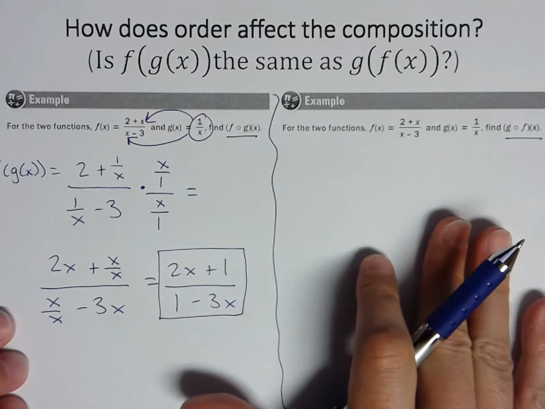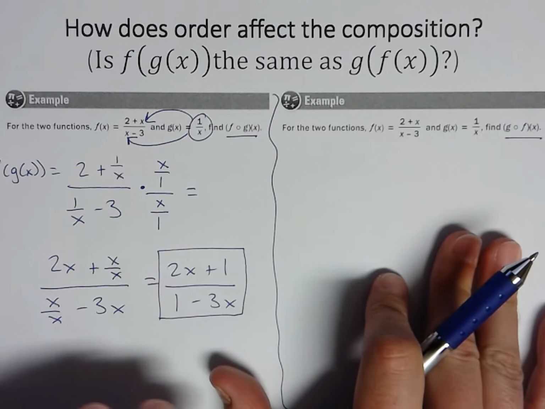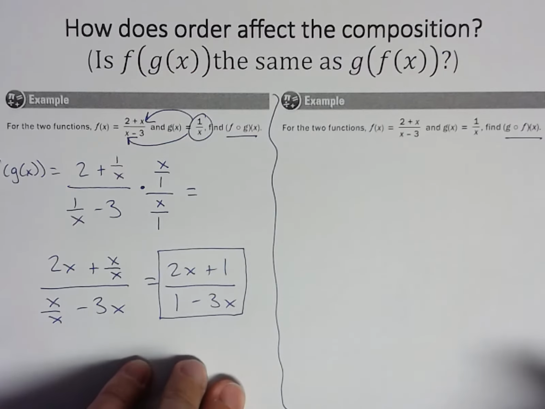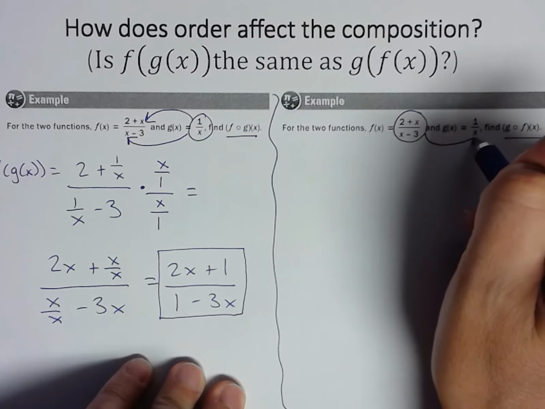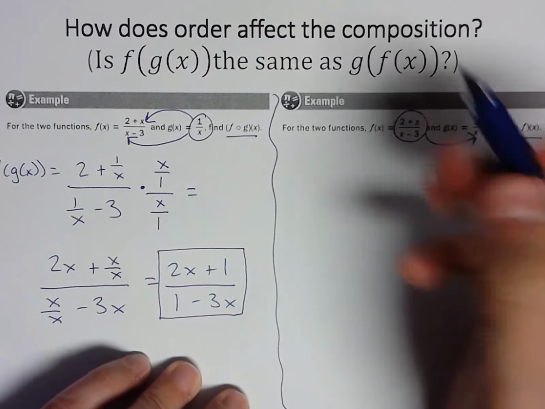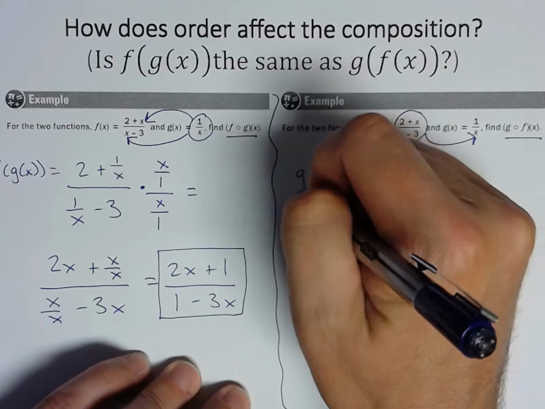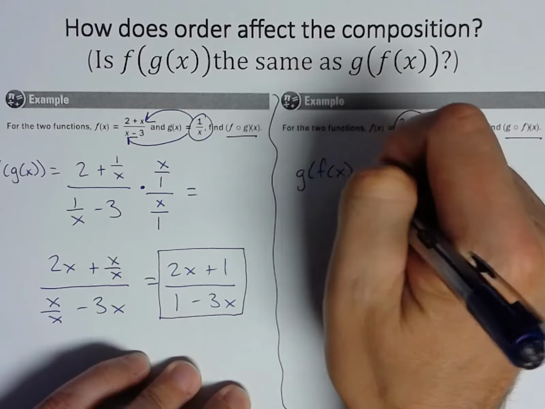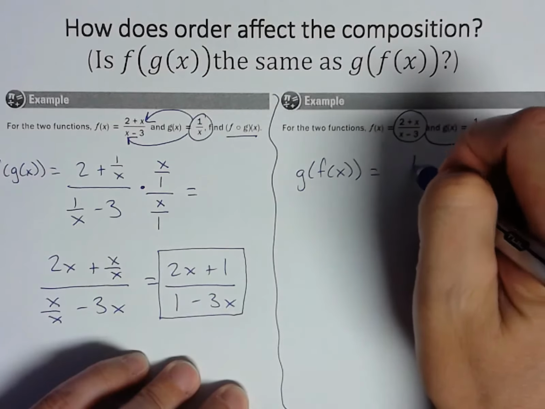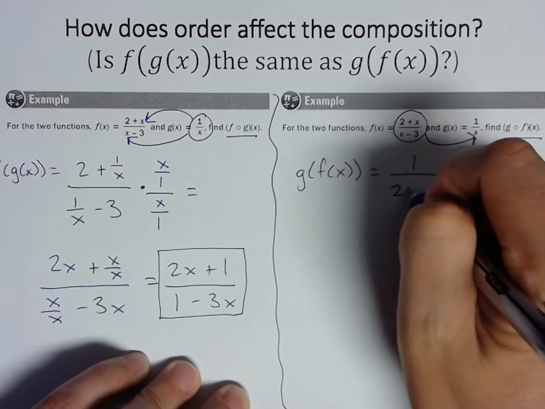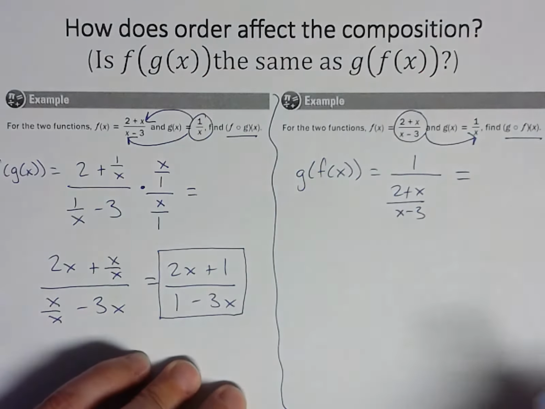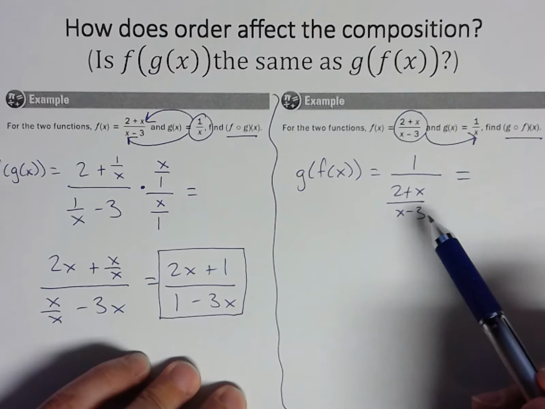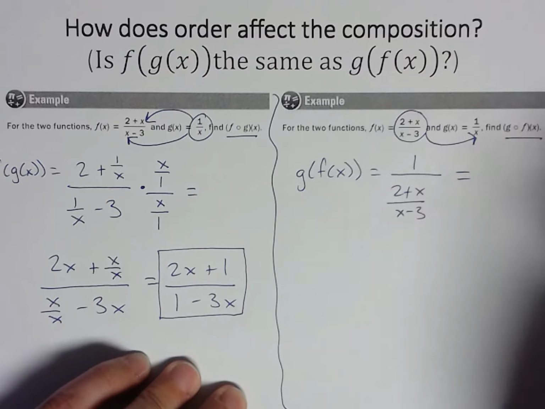Now let's do the opposite direction. Let's do g of f of x and see if it makes any difference. So now we're going to take this entire thing and plug it in for x right there. So we only have to do one substitution. So g of f of x is equal to 1 over this whole thing, 2 plus x over x minus 3. Now I'm dividing by a fraction. That's the same as multiplying by the reciprocal. So let's just set that up.